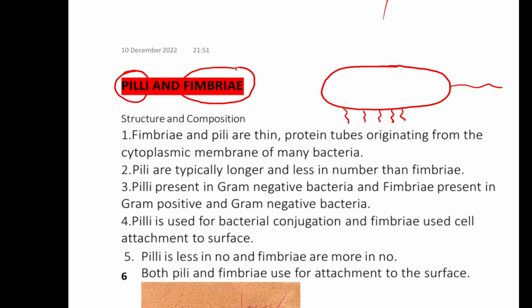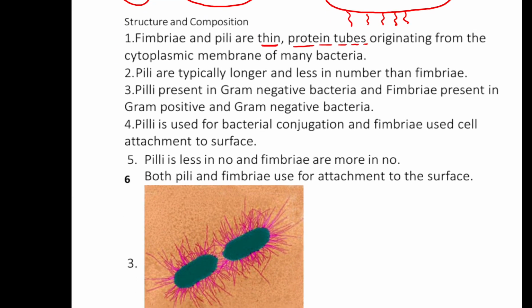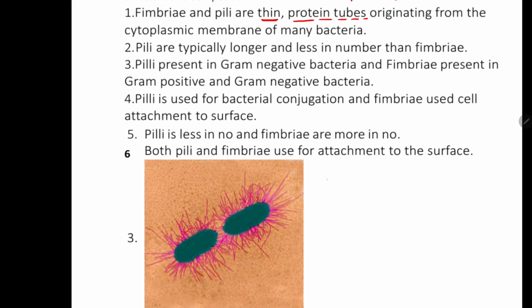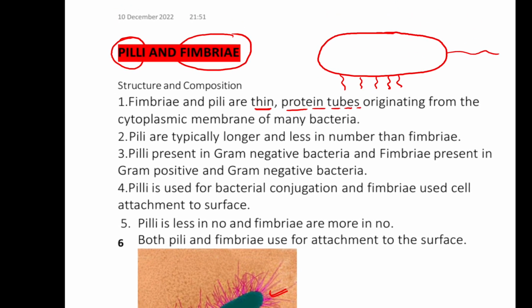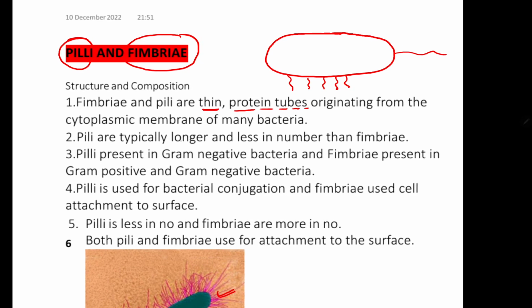Both are surface appendages present in the bacteria, and they are thin and made up of protein tubes which originate from the cytoplasm of the bacteria. You see, we have a bacteria here, and all these longer structures are Pilli, and the smaller structures are Fimbria. If we compare, Pilli is typically longer, and our Fimbria is comparatively smaller in size.